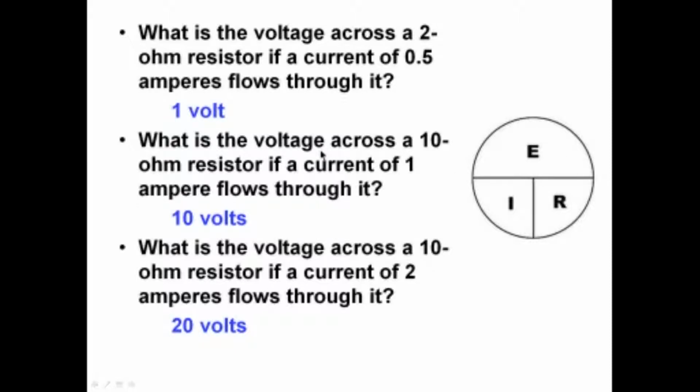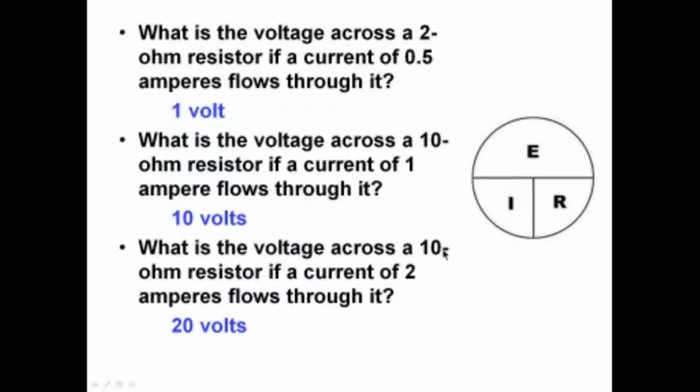What's the voltage across a 10 ohm resistor if a current of 1 ampere flows through it? We want to know the voltage. We don't know this, but we do know that we have 1 ampere and we have 10 ohms. If we multiply those together, we get 10 volts.